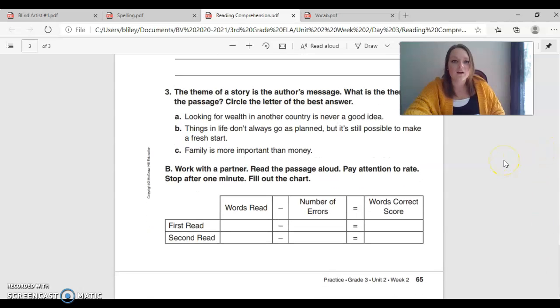Number 3, the theme of a story is the author's message. What is the theme of the passage? Circle the letter of the best answer. A, looking for wealth in another country is never a good idea. B, things in life don't always go as planned, but it's still possible to make a fresh start. C, family is more important than money. Think about, especially, the ending. What is the theme? What is the message the author is trying to tell us?